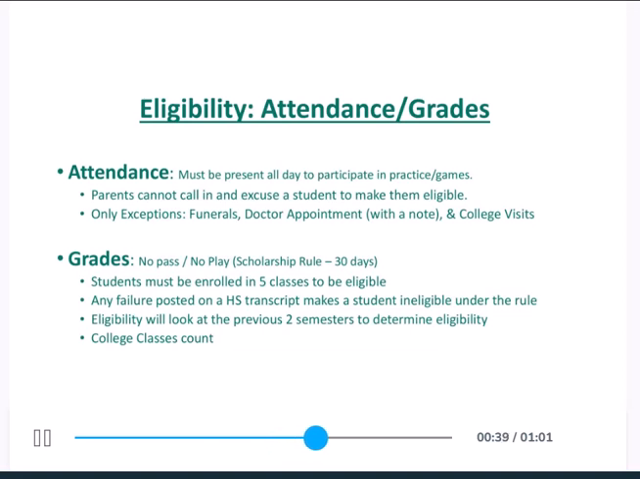Grades are also a major factor in determining eligibility. The state has a scholarship rule which makes students ineligible for 30 days of competitions if they fail a class in the previous 2 semesters. All classes count towards this eligibility purpose, including college classes.